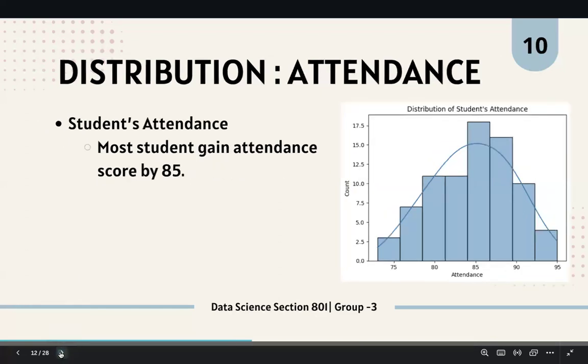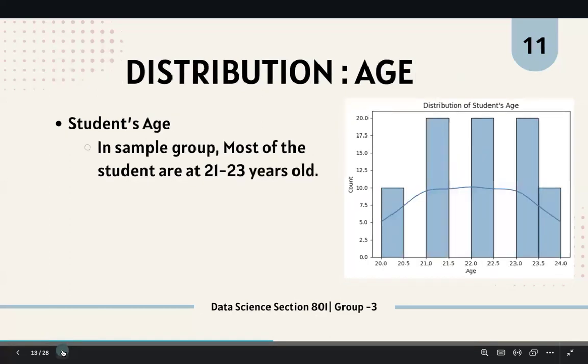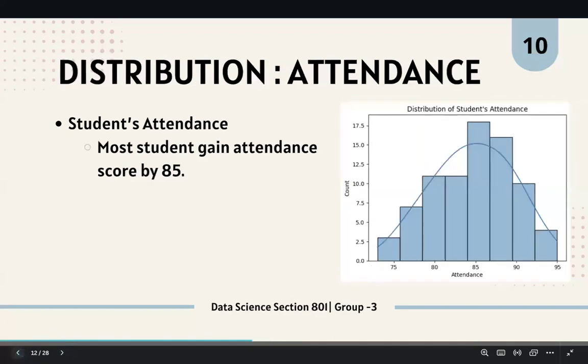And the next slide shows the attendance of the student sample group. The x-axis shows the attendance, and the y-axis shows the number of students who attend the class. Most of the students get around 85. Most of the students get an attendance score of 85.